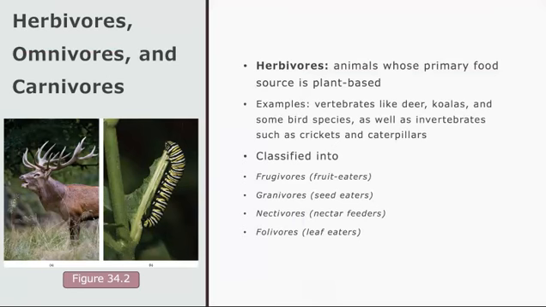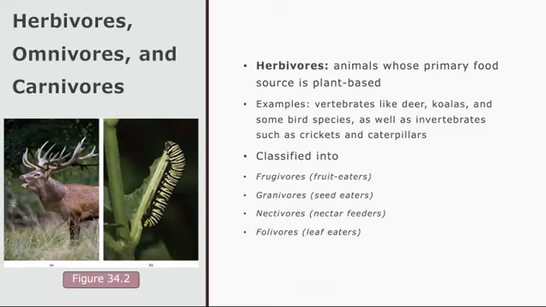So like I said, we'll go into those 3 different classifications. First, we have our herbivores, and these are animals whose primary food source is plant-based, meaning that their digestive systems have to be capable of handling large amounts of plant material. So we can think of the animals that are vertebrates like deer, koalas, and some bird species, as well as our invertebrates such as crickets and caterpillars.